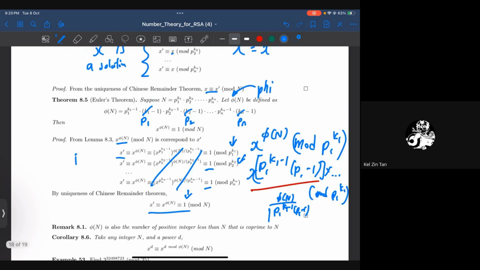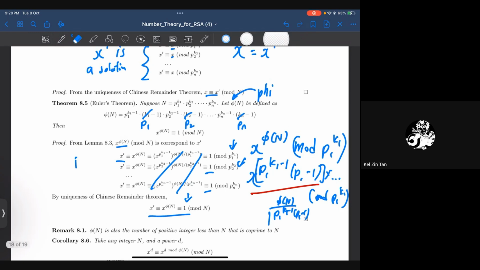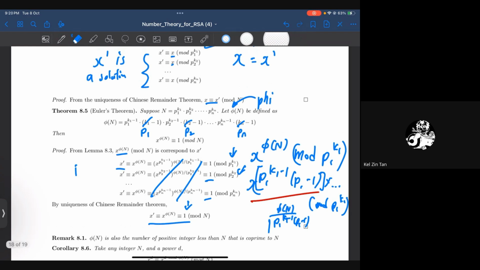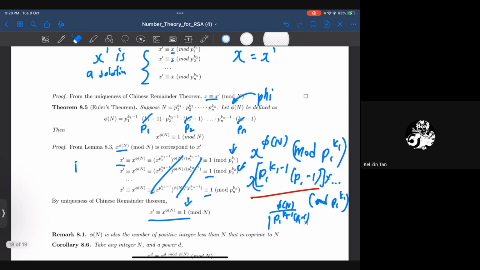So any questions on this part? Okay, sorry for the typo here. Okay, just confirming everyone's okay with this. You can ask any questions if you have. Just type in the chat. Okay.